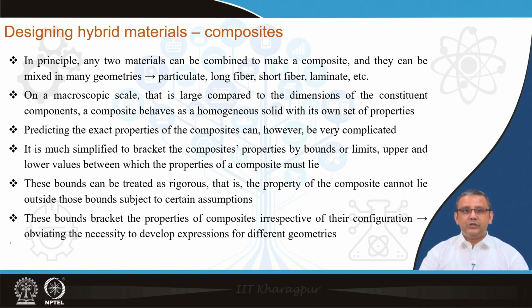These bounds define the hard limits within which the composite material properties must lie. Different bounds have been proposed; 2 bounds we briefly discussed yesterday. One is the upper bound or the Voigt bound, and the other one is the lower bound or the Reuss bound. Again, these bounds will be discussed in more detail in future lectures dedicated solely to composite materials.